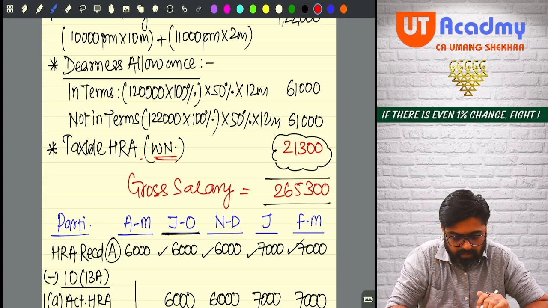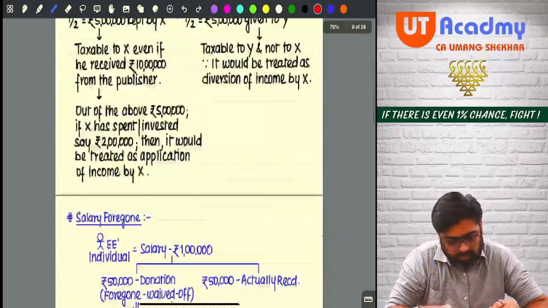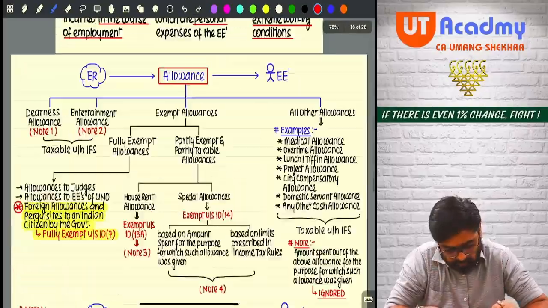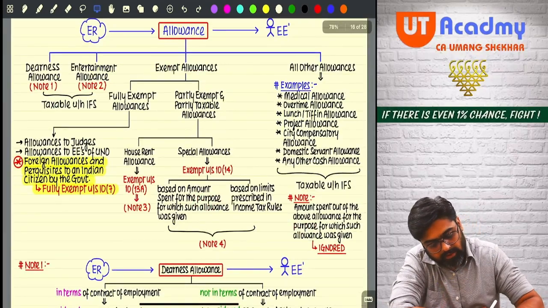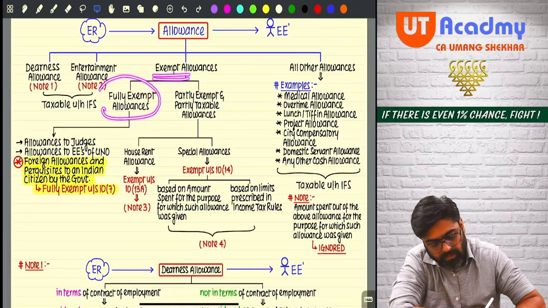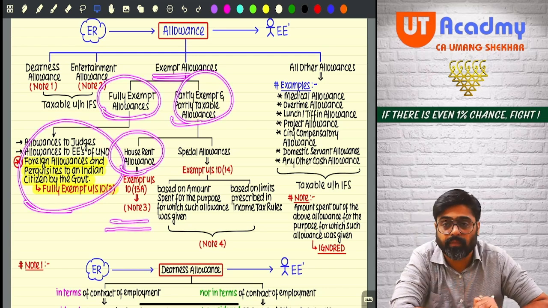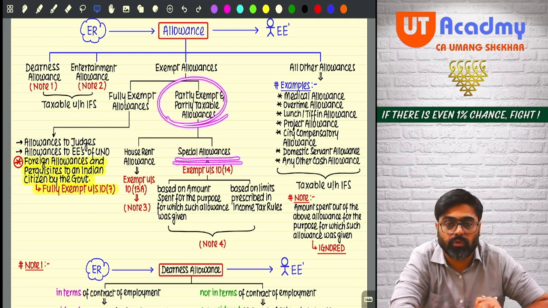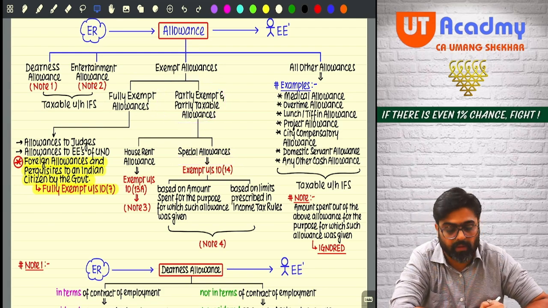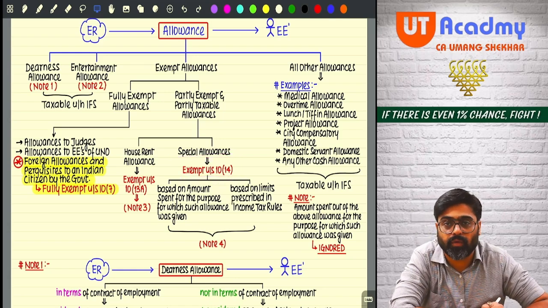Okay, now pay attention. Now we are coming to the next part of allowances. See, in your exempt category of allowances, we have completed fully exempt allowances. In partly taxable, partly exempt, we have completed HRA. Now we are going to do special allowances. And these special allowances are also exempt, but they are exempt under section 10(14).